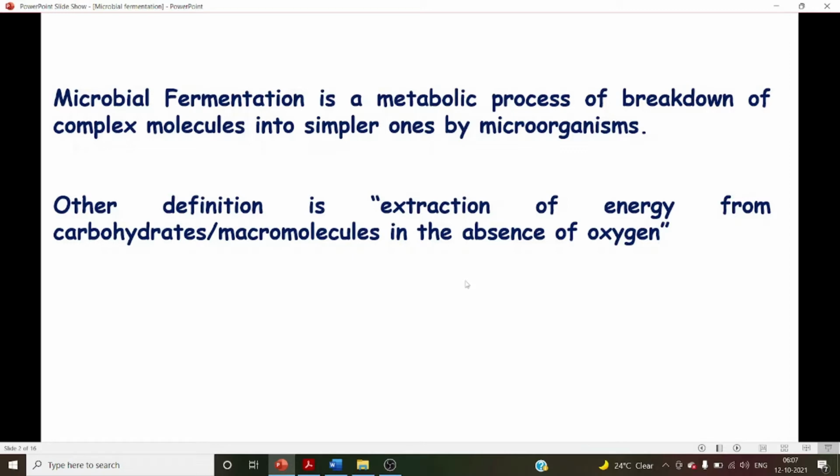Then another simple definition is that fermentation is an extraction of energy from carbohydrates or macromolecules in the absence of oxygen. So in the absence of oxygen also, the process is called fermentation, like for example in RBCs and active muscle cells. But we are interested in microbial fermentation. So for us, be it an anaerobic organism or aerobic organism, it is the metabolic process where complex molecules are broken down into simpler ones and energy is extracted. So a metabolic process in anaerobic or aerobic microorganisms is called microbial fermentation.